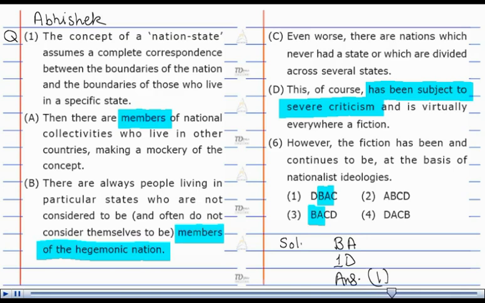There might be a slight doubt in this question. People may say that the link should be D6 because in statement 6, the word fiction has been given and that word appears in statement D also. So there is a scope of confusion in the link D6. But mind you, when we choose D6, BACD, that is option number 3, the coherence is not there. Hence, we can ignore option 3 on that parameter. Therefore, option 1 is the most appropriate answer.